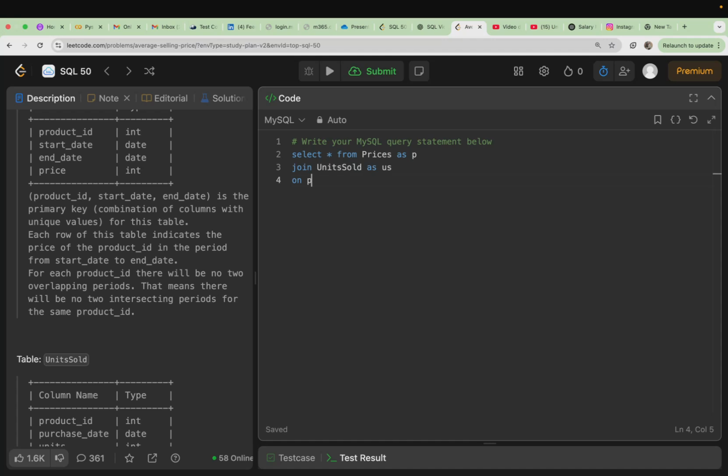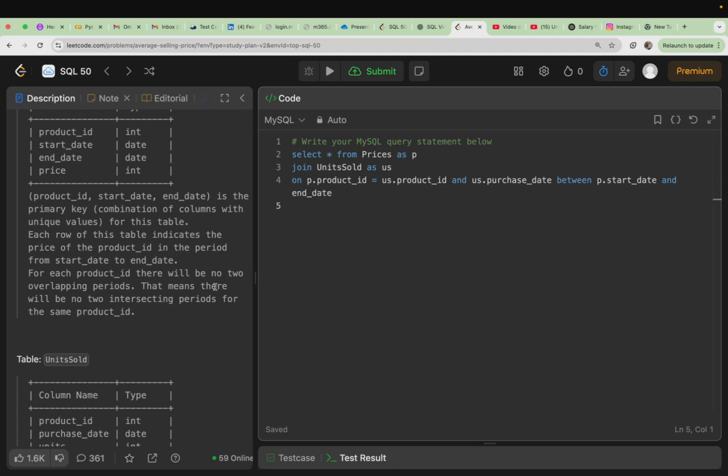So the first join condition will be P dot product ID should be equal to US dot product ID, and the second condition will be purchase date of the units sold table should be between start date and end date of the prices table. I hope that is clear to you.